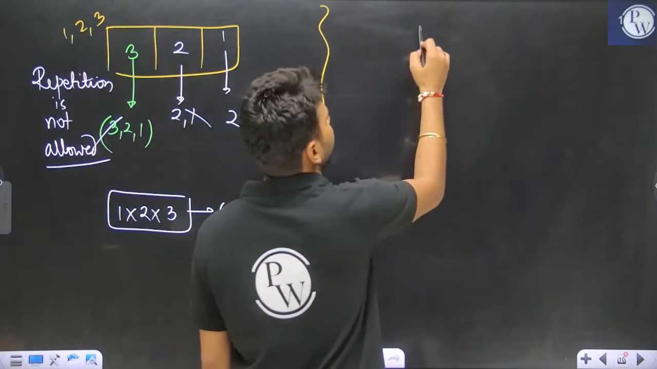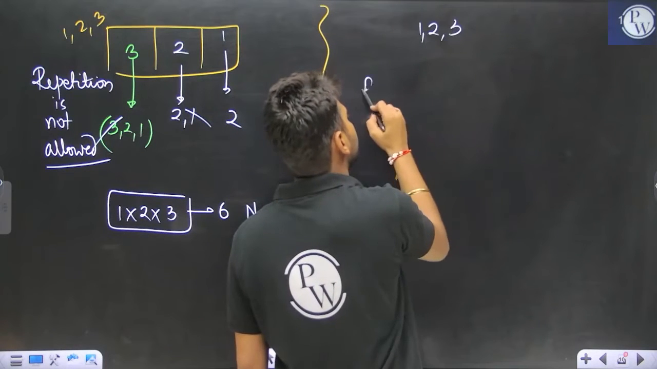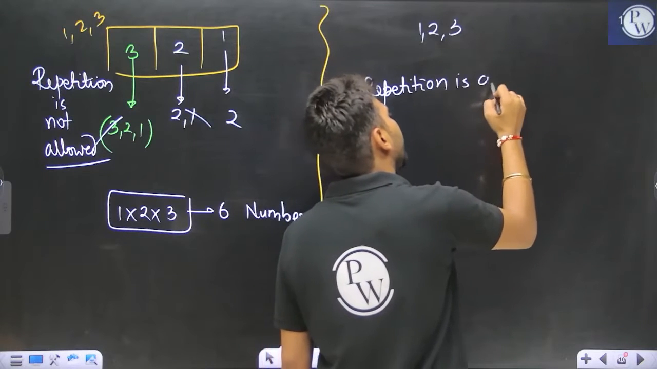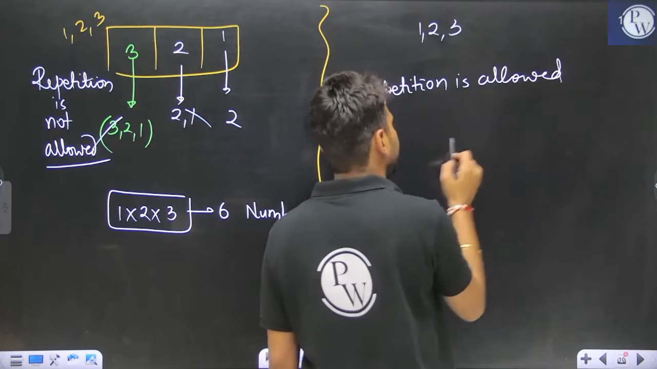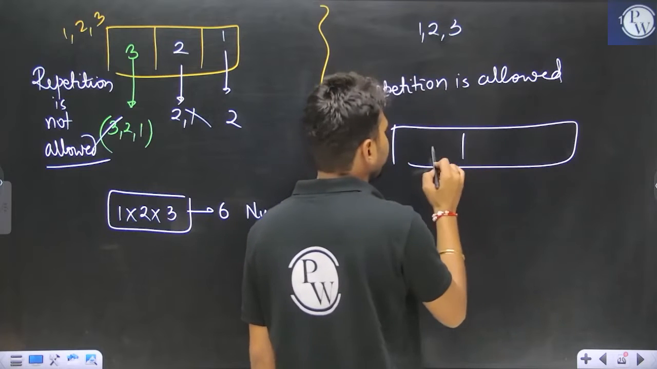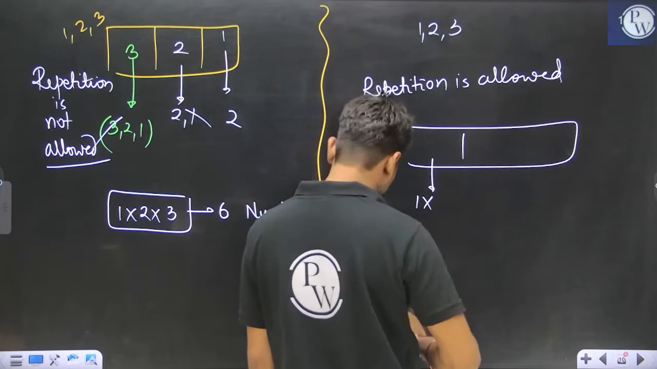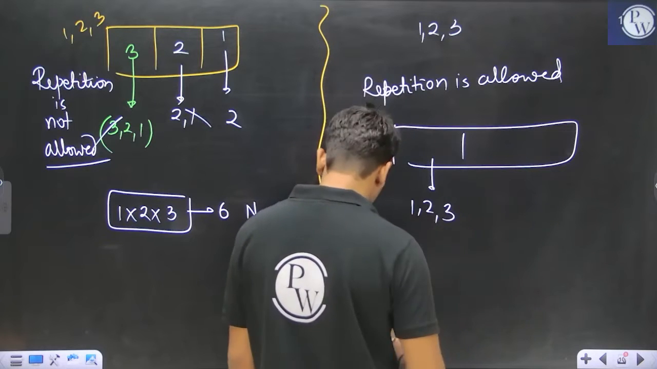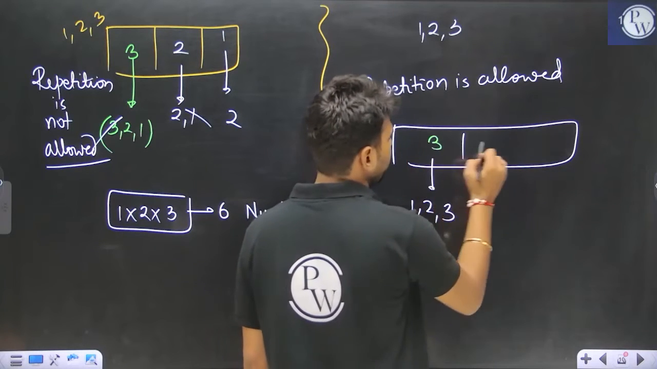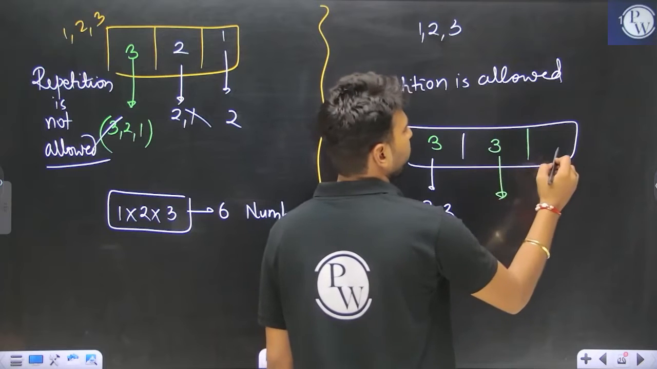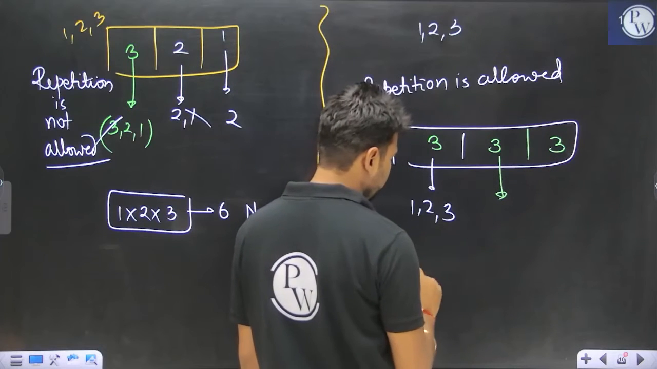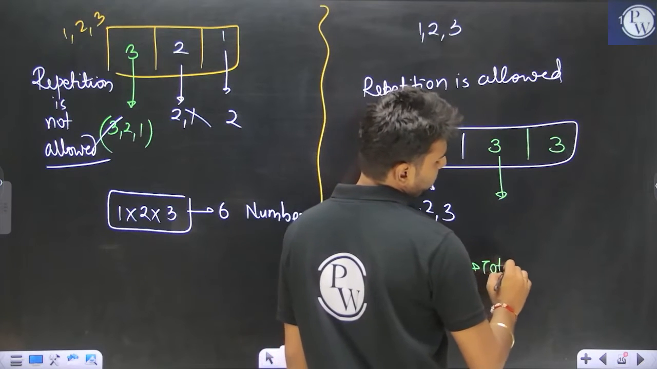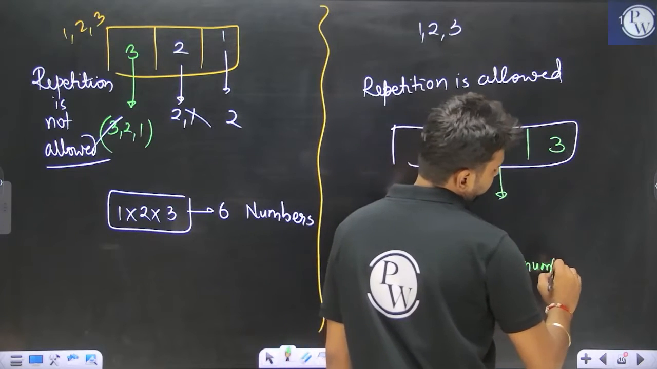If I am saying that you have been given these digits and repetition is allowed, then you can do one thing over here: anything can come over here, 1, 2 or 3, yes or no? So this place can be filled in how many ways, kids? 3. Similarly, this place can be filled in how many ways? 3. This place can be filled in how many ways? 3. So 3 into 3 into 3. These are the total numbers formed. Yes or no? Everyone do let me know.